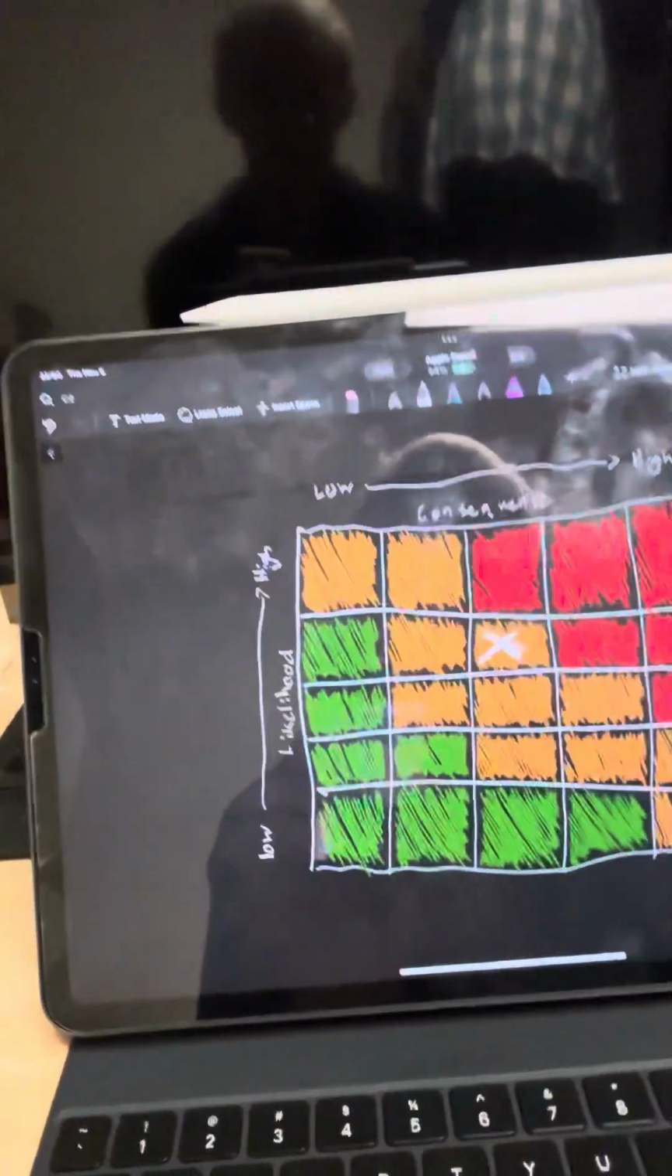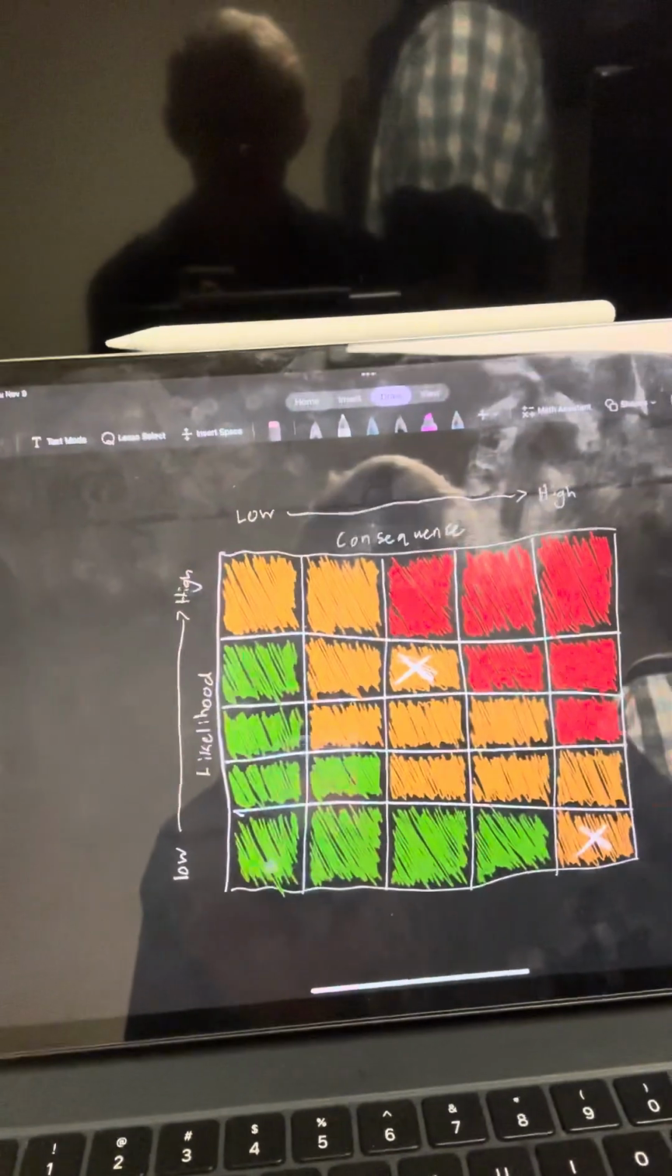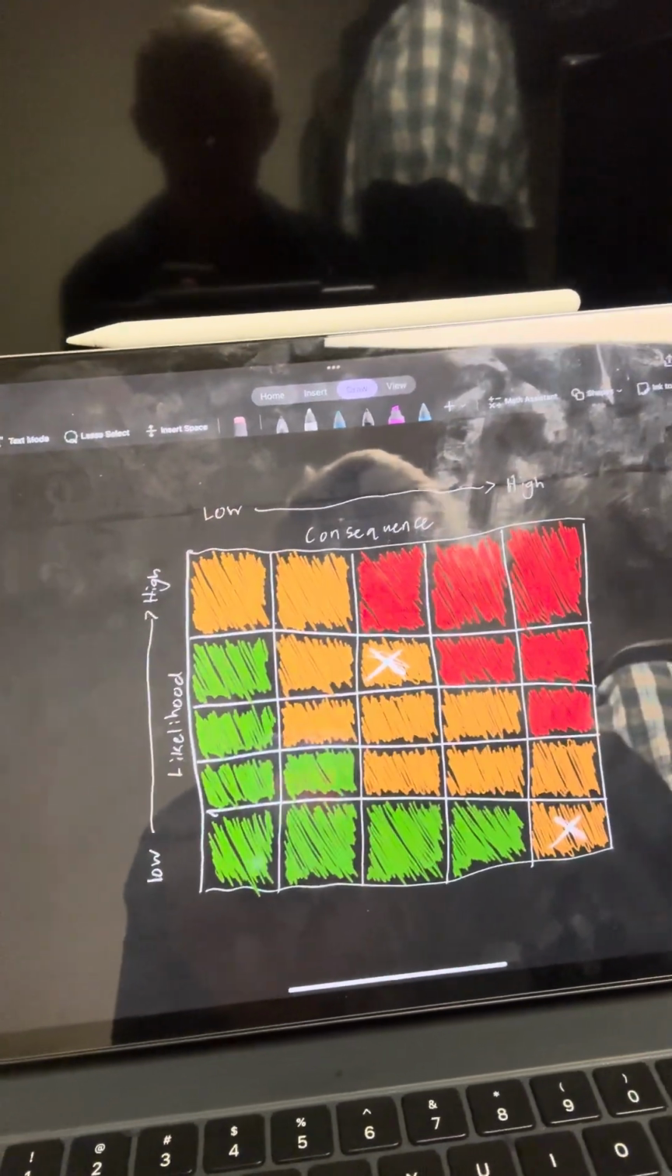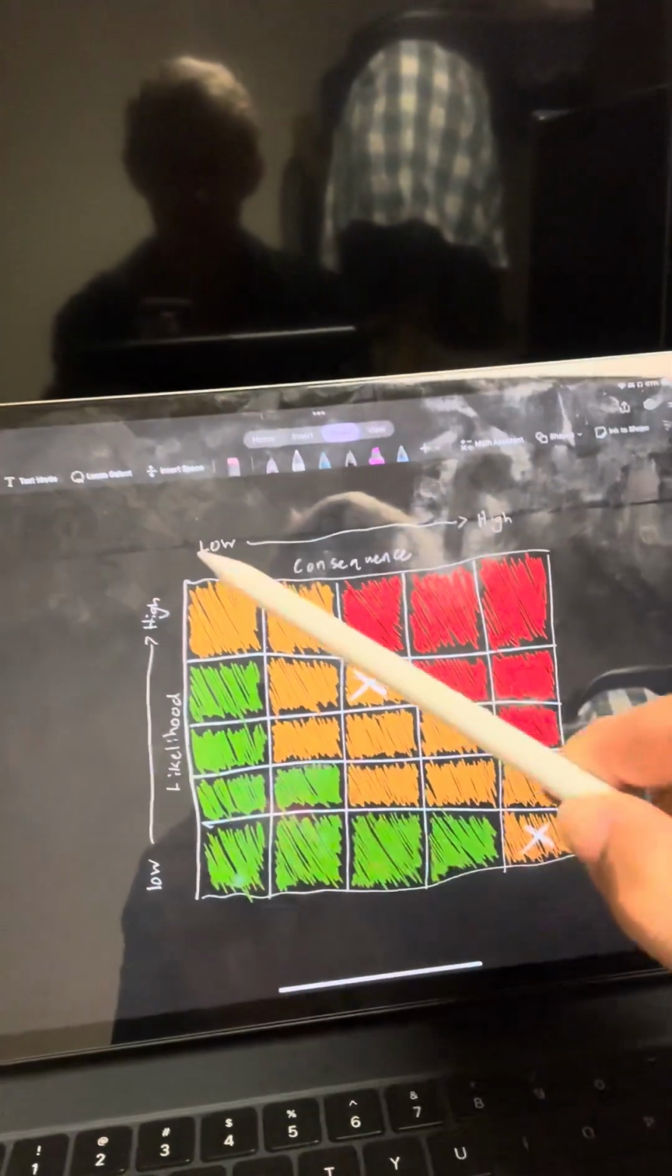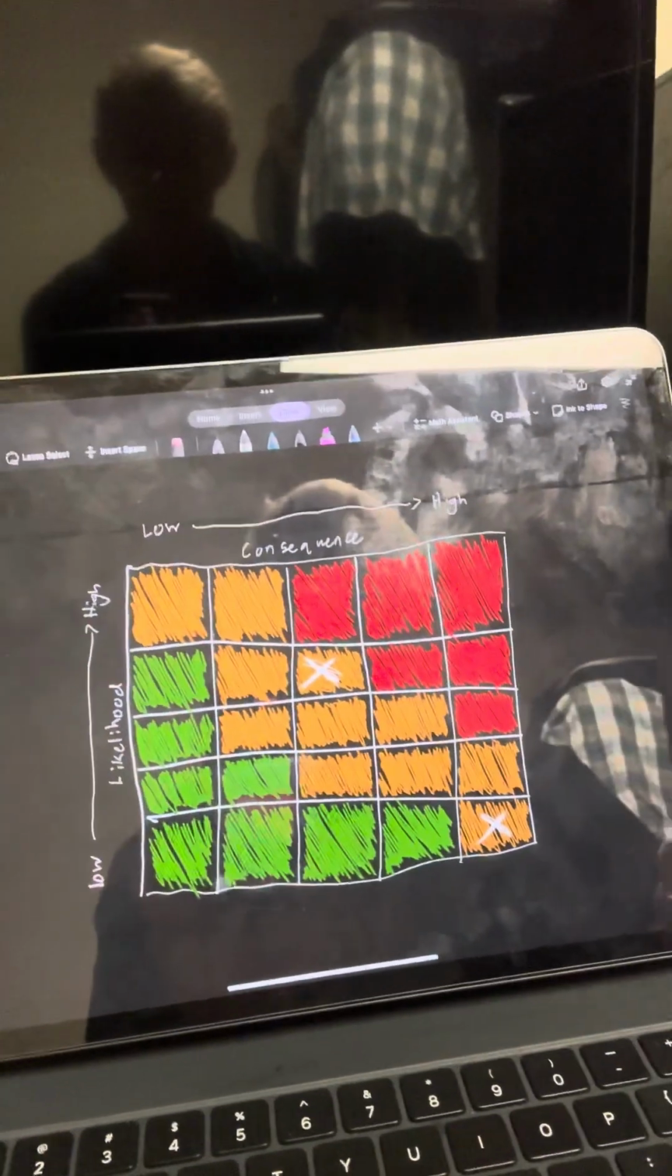So this is what a risk matrix is. It shows us the low risks, medium risks, and high risks. So if you ever need to figure out what your risk is, you can use this matrix to determine low, medium, or high.